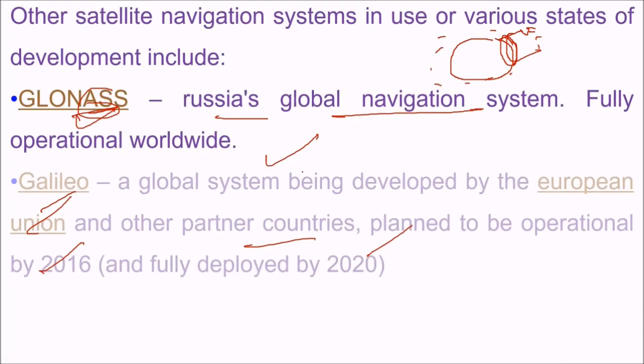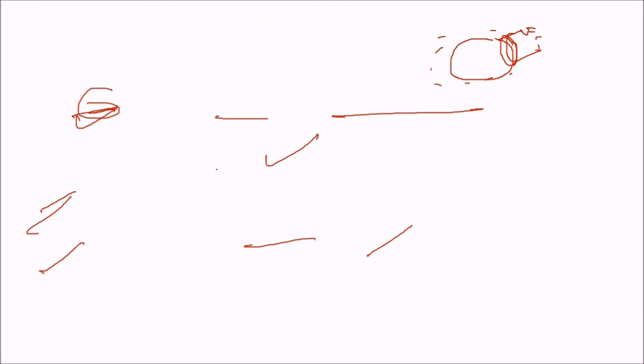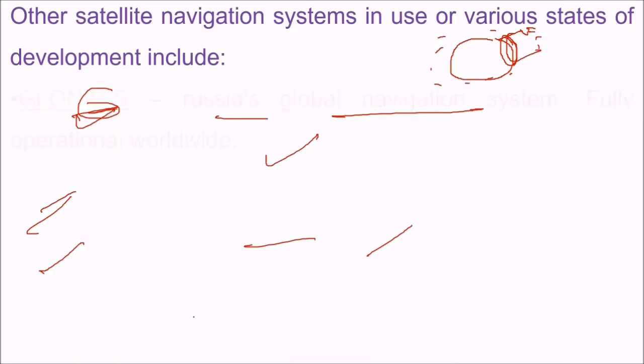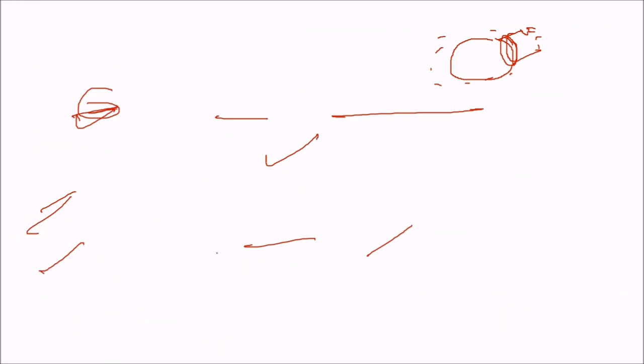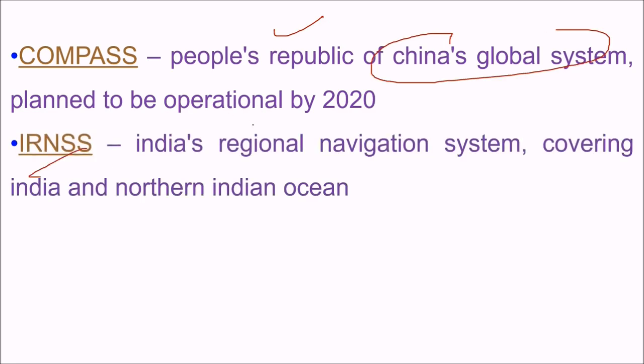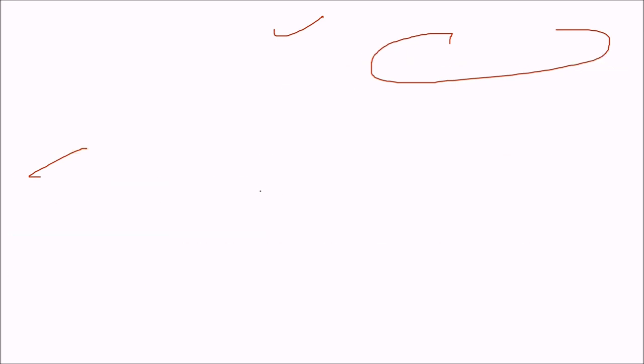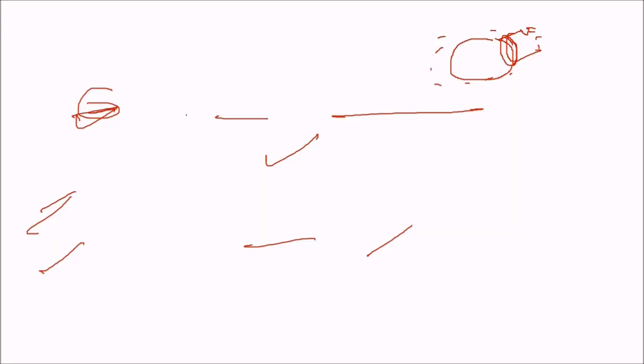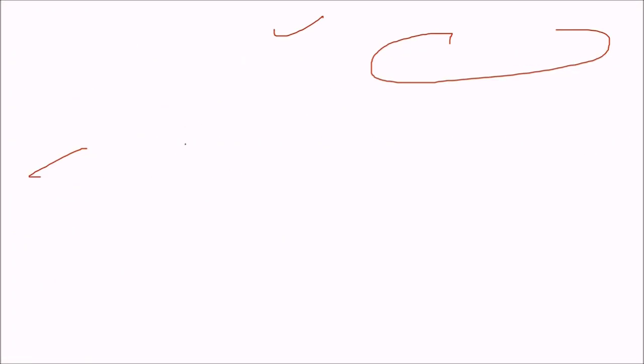So it is a European Union satellite navigation system. After this we have Baidu. Baidu is the Chinese regional navigation system. It is related just to the particular area that China is covering. But we have Compass coming up. This is China's global system, and it will be operational by 2020. IRNSS is India's regional navigation system, covering India and the North Indian region. And QZSS is the Japanese regional system, so it covers only the regional coverage of Japan.